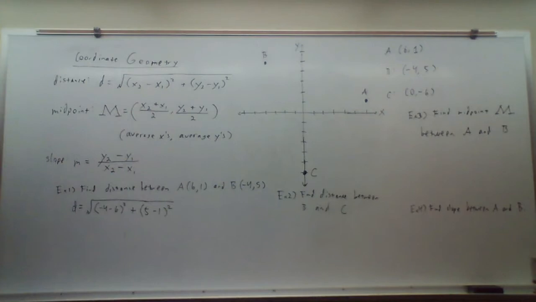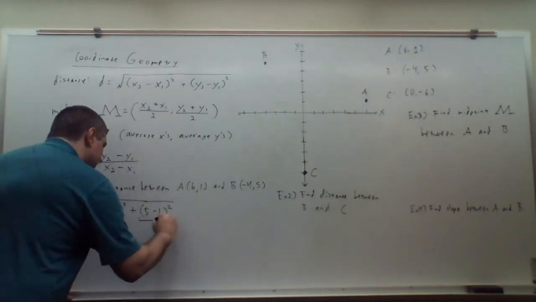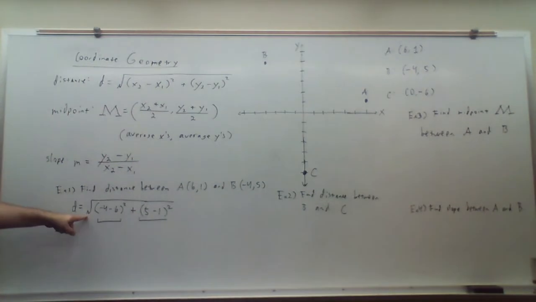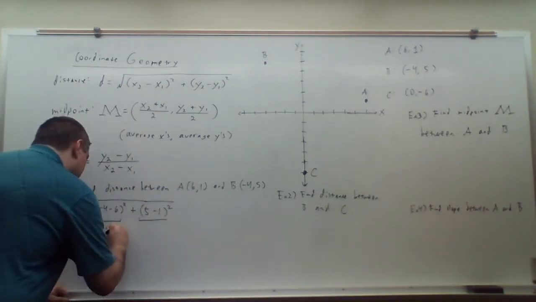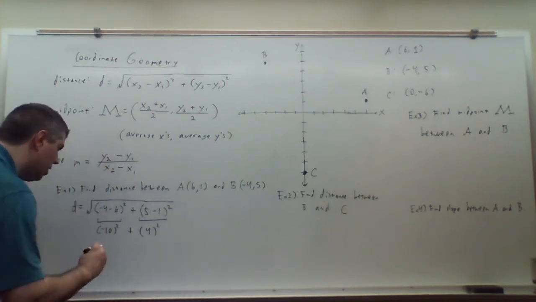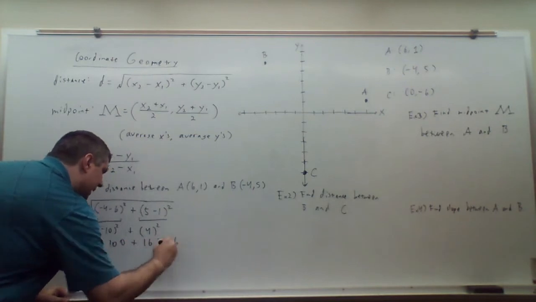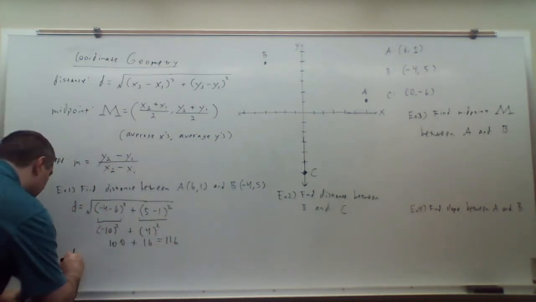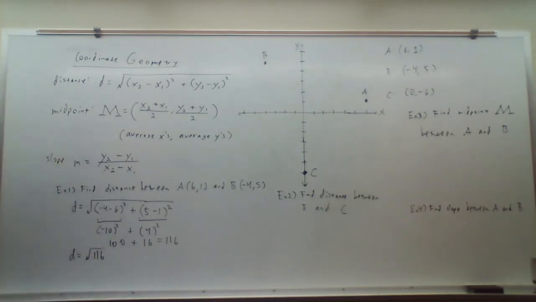Okay, now I would recommend doing what's under the radical first. I'll save the radical for the end. So this will be negative 10 squared. This will be 4 squared. So 100 plus 16 is 116. So I've taken care of what's in the radical, so I will have D equals the square root of 116.